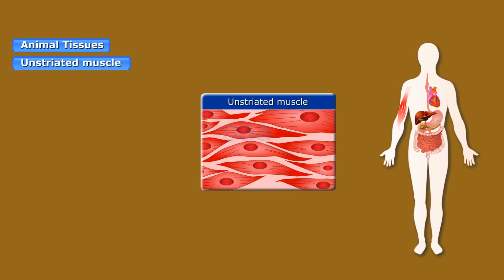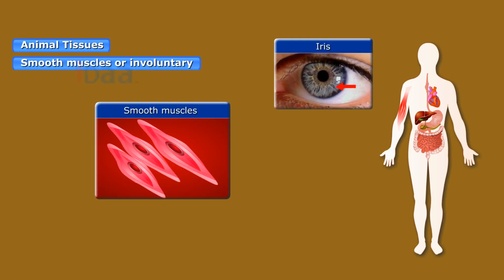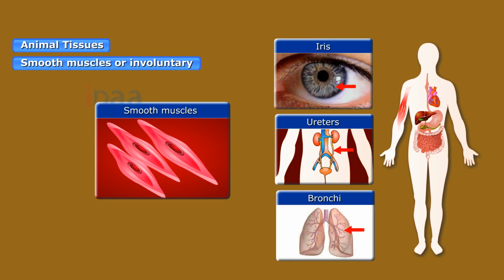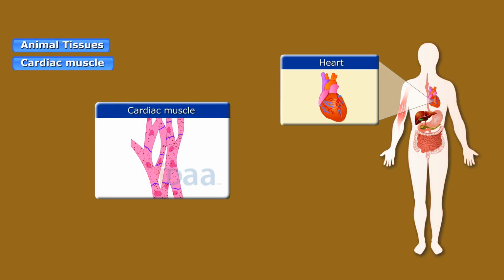Unstriated muscle. The cells are long with pointed ends and have a single nucleus. They are called unstriated muscles. Smooth muscles or involuntary muscles are found in the iris of eye, in ureters, and in the bronchi of the lungs. Cardiac muscle. The muscles present in the heart are responsible for pumping of blood. Cardiac muscles help in contraction and relaxation of the heart. Heart muscle cells are branched, uninucleate, and joined to each other at their end.